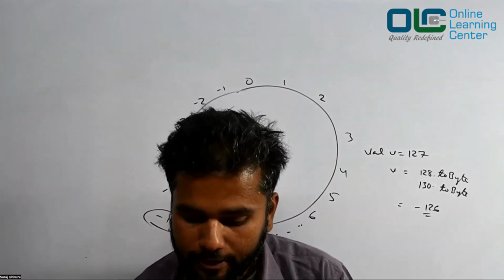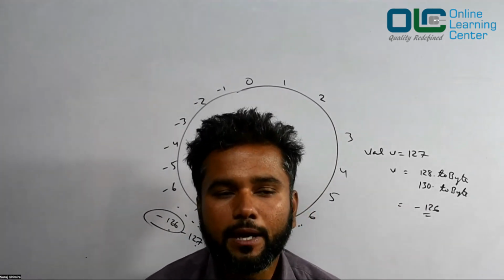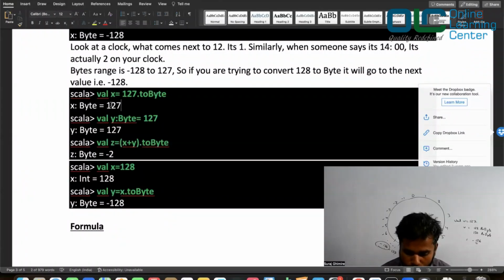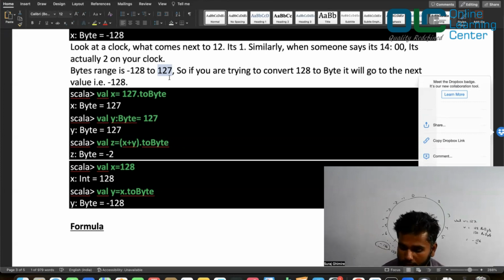This is what you're going to get if you try to typecast a value which is larger than what it could actually store. 127 was 127, and this is also 127. But when you add these two, x plus y, 127 plus 127.2 byte, it gave me minus 2, because of that formula it goes in the reverse direction. So if x is equal to 128 and y is equal to x.2 byte, then 128.2 byte will take you to minus 128. Why? Because the cycle can go till 127, and after 127 it starts traversing in the reverse direction.